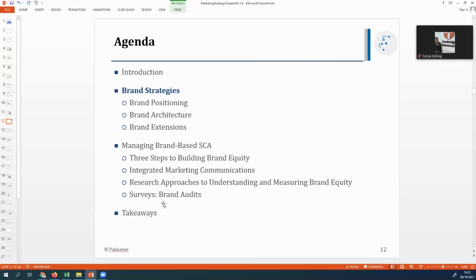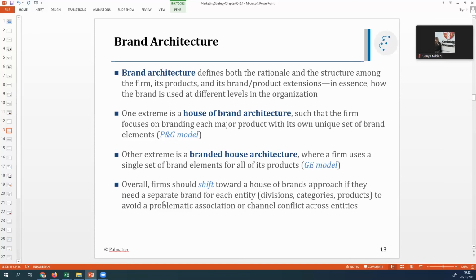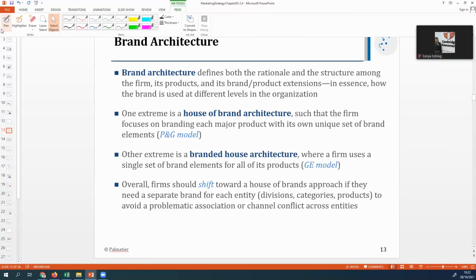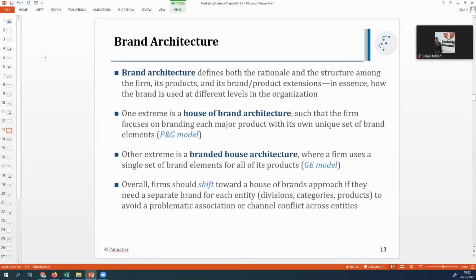So next, we will talk about the brand strategies. First, I would like to talk about the brand architecture. The brand architecture defines both the rationale and the structure among the firm's products and its brands. Yeah, there are two types of brand architecture. First is the house of brands architecture. The second one is the branded house architecture.